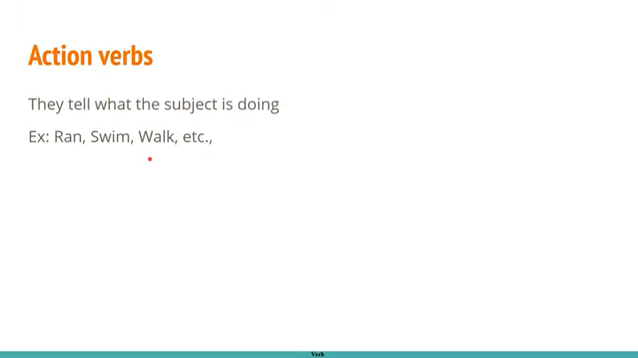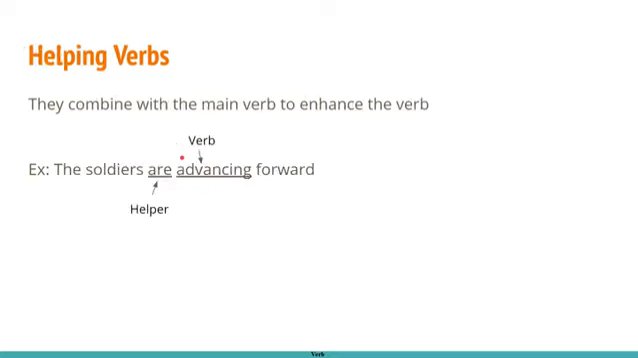So let's see another three kinds of verbs. Action verbs. These are words which describe an action. For example, running, swimming, walking, these kinds of actions these verbs are depicting. So these are called action verbs.